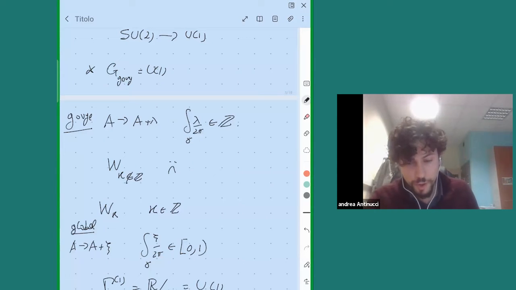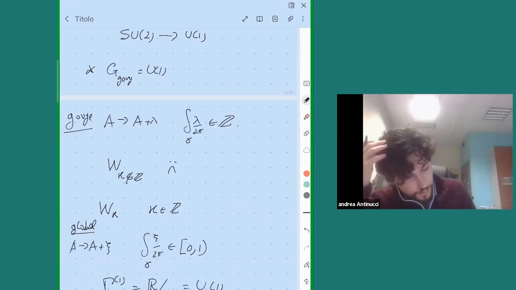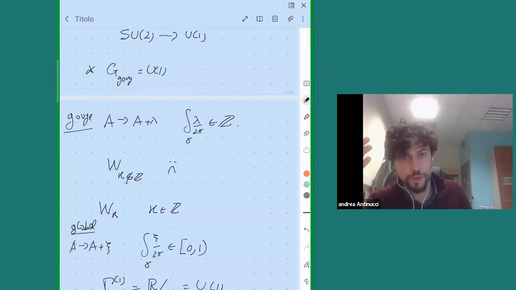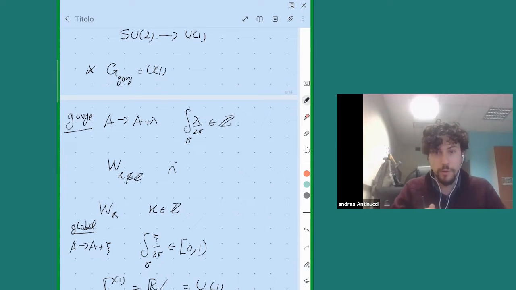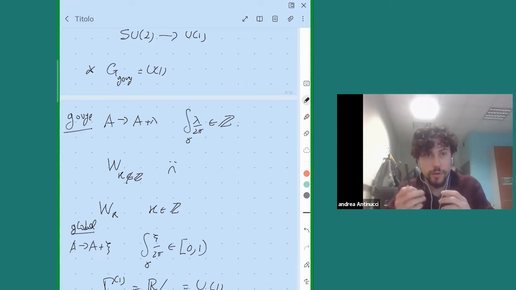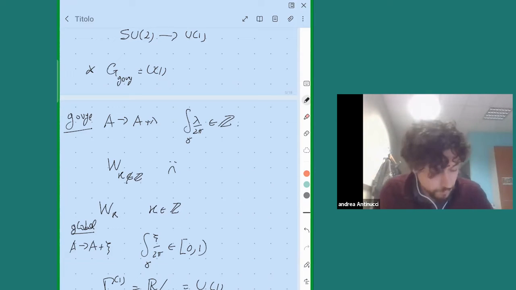This is a general message that will be important in the following: the choice of the global structure of the gauge group, if you fix the algebra and you want to make a choice of the global structure, is in one-to-one correspondence with the choice of the spectrum of your line operators. If you restrict your line operators, then you are enlarging your gauge group and you are reducing the one-form symmetry. Okay, very good.